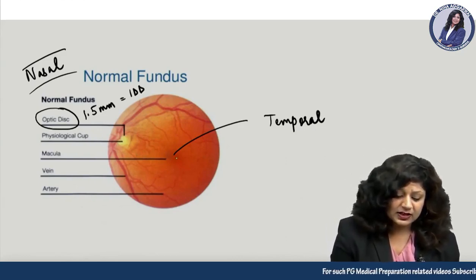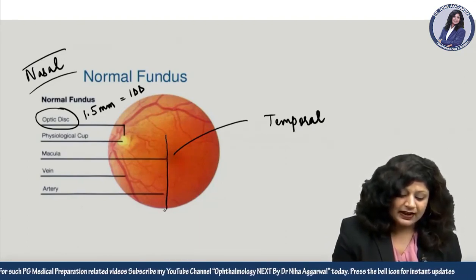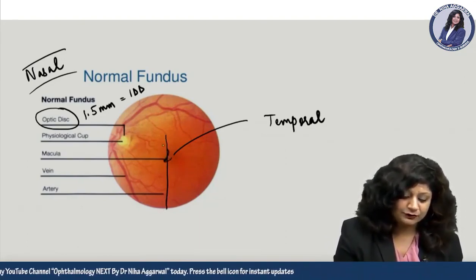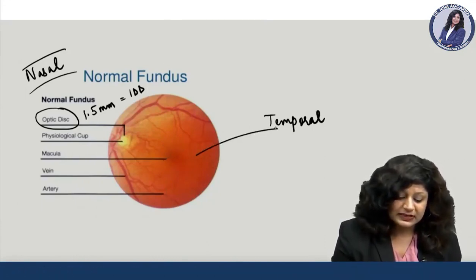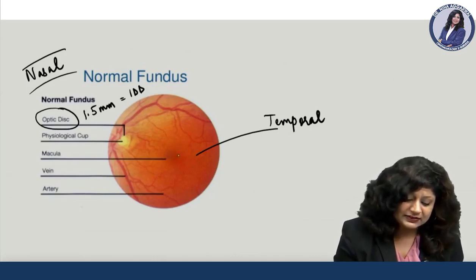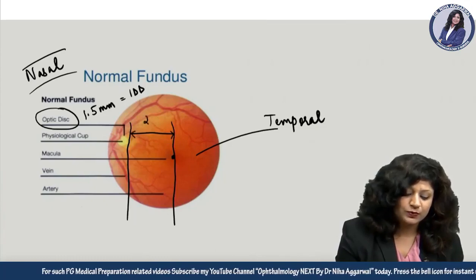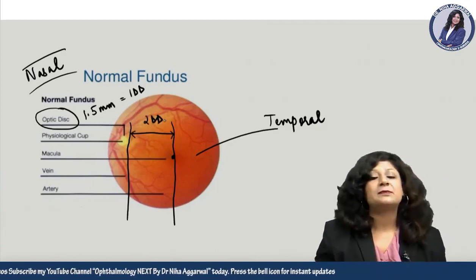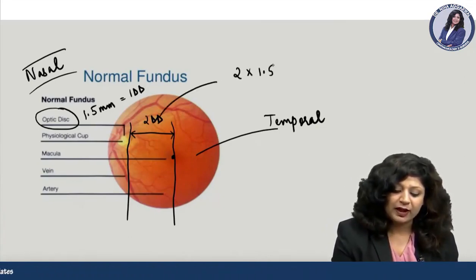And from this lies the macula. The distance from the center of the macula to the optic disc margin is always fixed, which is about 2 disc diameters. Now, what is the meaning of 2 disc diameters? That means 2 into 1.5 mm, and I can say this is 3 mm.